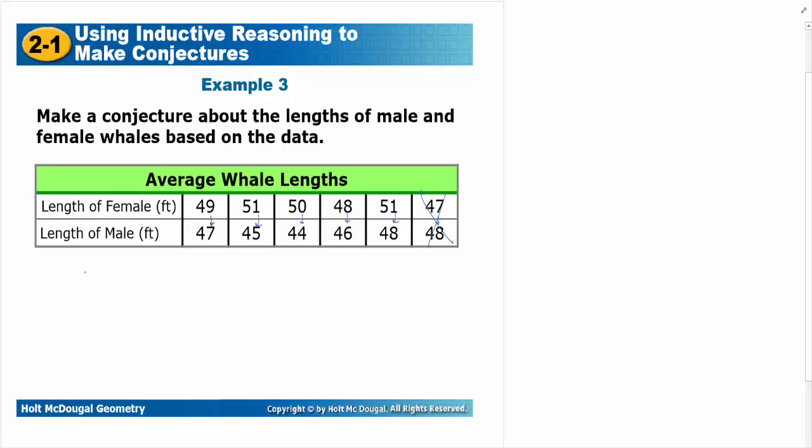So if you want to make a conjecture, again, you haven't proven anything, you're just looking at the data and you're making a general assumption. So you're going to say that males are generally shorter than females.